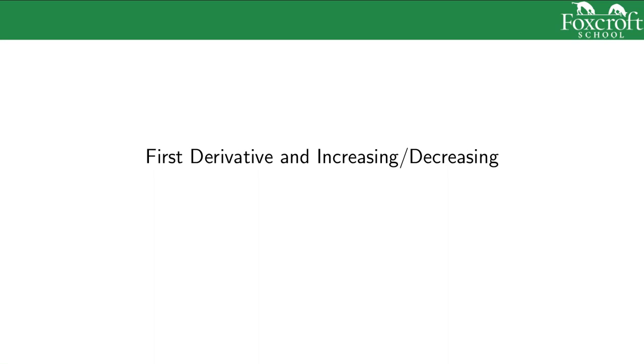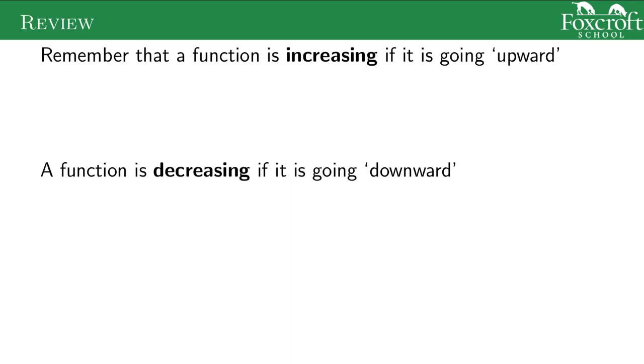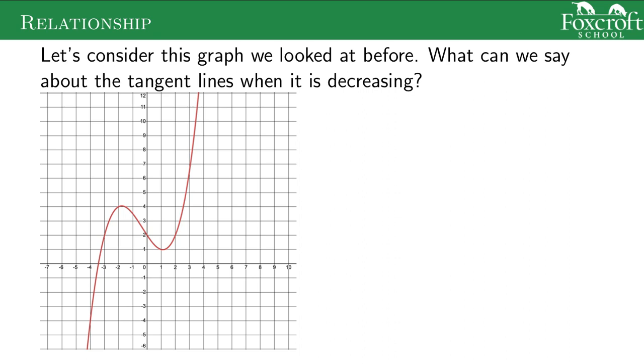In this video, we're going to use the first derivative to talk about increasing and decreasing. So remember that a function is increasing if it's going upward. If my function is generally going that direction, it's increasing. If my function is going downward, that direction, it's decreasing. So let's consider this graph. What can we say about the tangent lines when the function is decreasing?